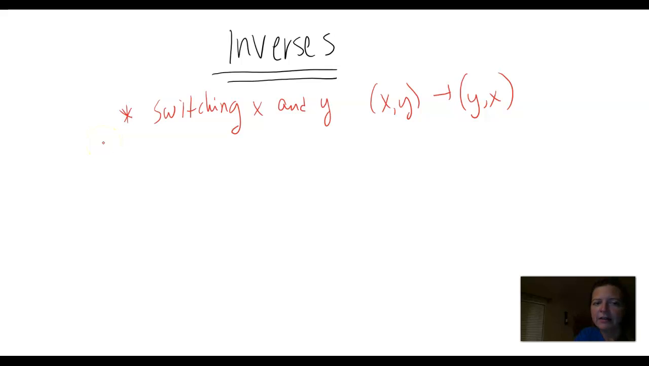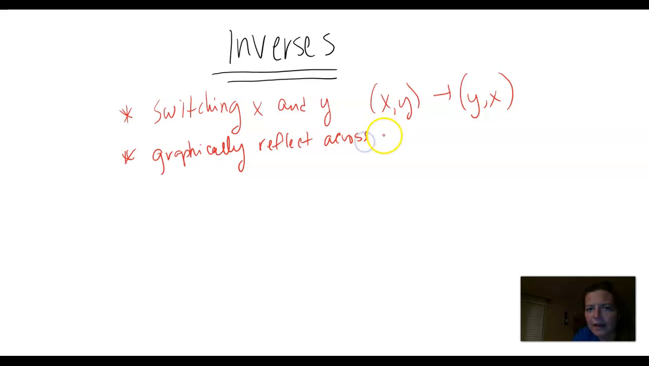Another way to think about an inverse is that graphically what you are doing is you are reflecting across the line y equals x. Graphically, okay. And so if you don't remember the line y equals x, that would be just the parent function for line. So that's going to be that diagonal that runs right through the middle there. And so we'll do an example of that just to practice that.